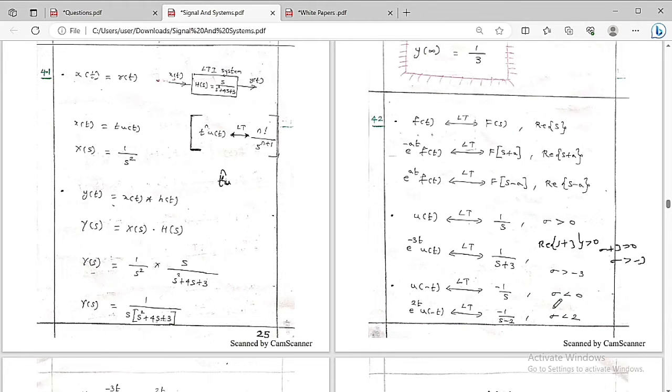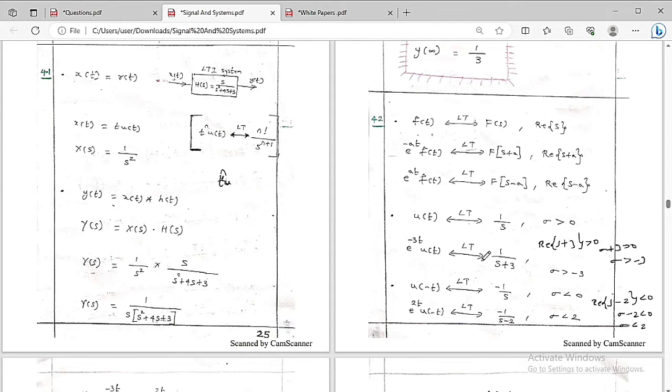So what you are going to get here is the real part of s minus 2 less than 0. s is nothing but sigma plus j omega, and only the real part I need to consider. Sigma minus 2 less than 0 means sigma less than 2. So we got the ROC, which is sigma less than 2.